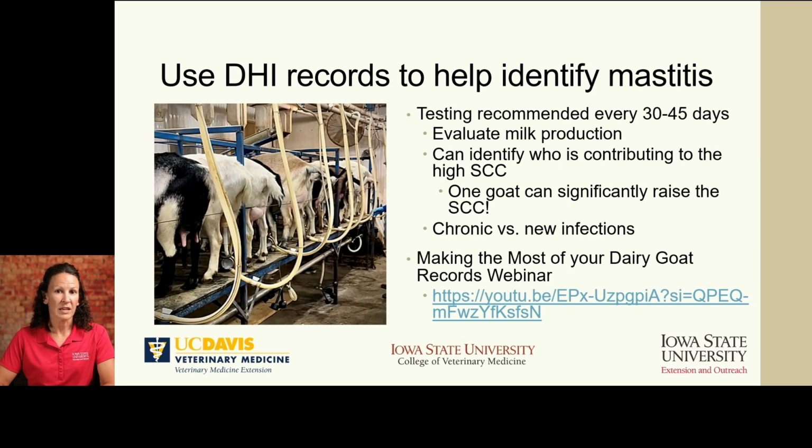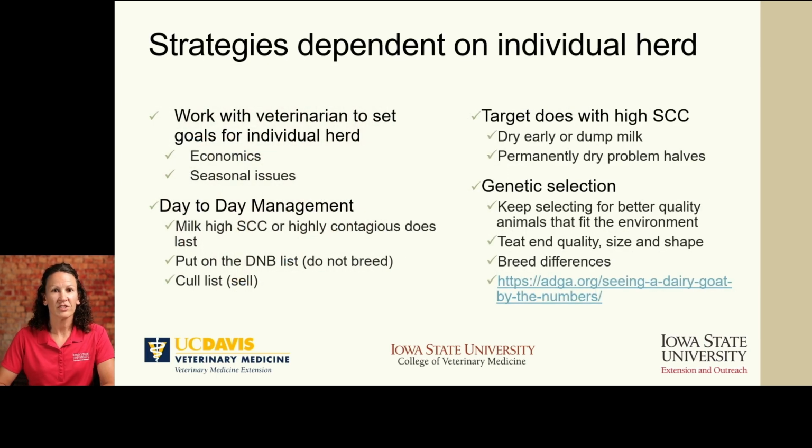To learn more about making the most of your dairy goat records, I encourage you to review our archived webinar that offers tools and tips for using DHI records in dairy goats. The strategies used to manage mastitis will be dependent on the farm's goals. If somatic cell counts become excessively high in a herd, this affects one's ability to ship milk, leaving the producer with no home for the milk, a position no one wants to be in.